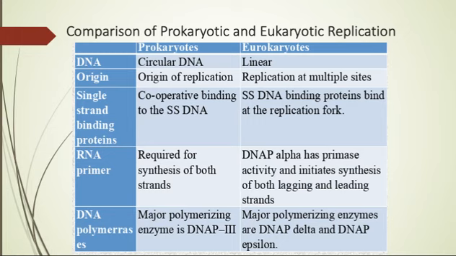Then the RNA primer is required for the synthesis of both the strands. Here the DNA polymerase alpha has a primase activity and initiates the synthesis of both the leading and the lagging strand. Then you have the DNA polymerase enzyme. In prokaryotes, the major polymerizing enzyme is DNA polymerase 3. And here, the major polymerizing enzymes are DNA polymerase delta, and DNA polymerase epsilon is important, right?